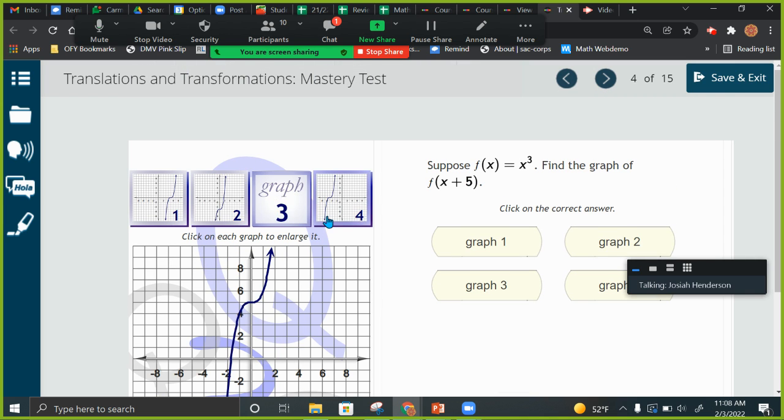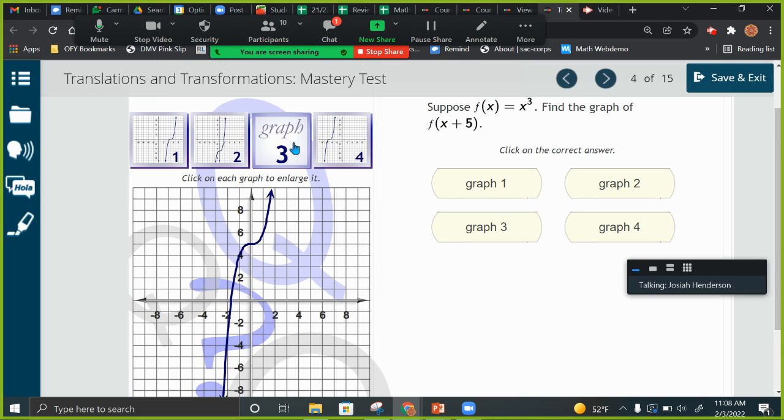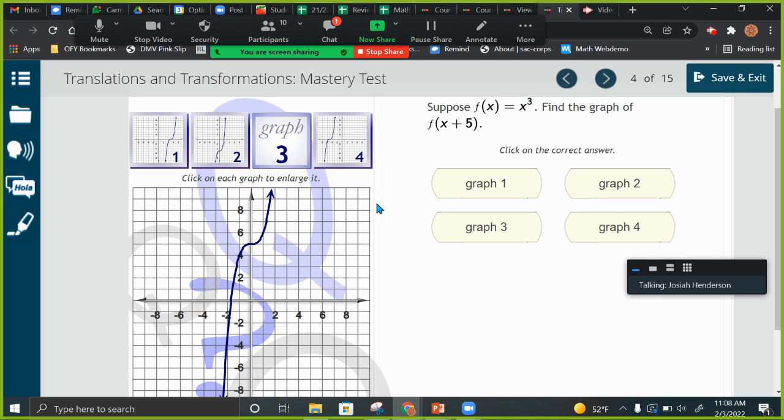Option 3, the blue line, the graph has been shifted up to positive 5. And then number 4, we see it way over here at negative 5. So each one of our options is at a 5, right? But it's which 5 that is important to us. Left 5, down 5, up 5, and so forth.